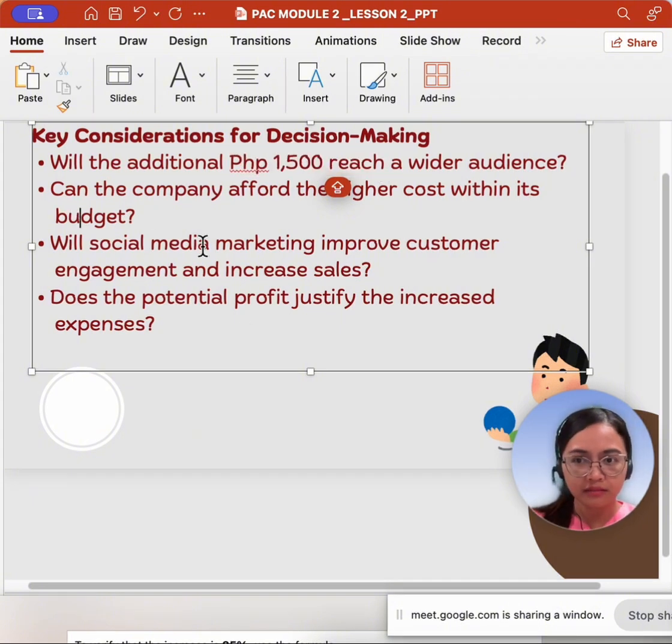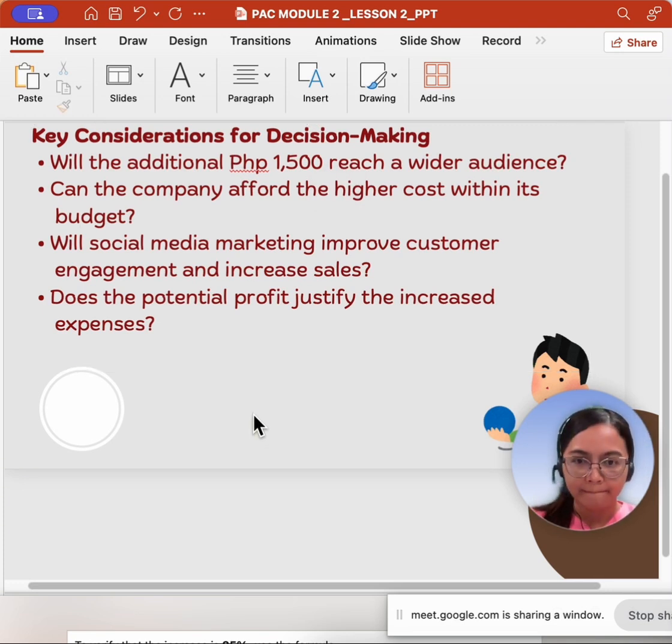Then, can the company afford the higher cost within its budget? Can their budget cover spending 2,000 pesos per month? And will social media marketing improve customer engagement and increase sales? With the addition to your ads and hiring a social media marketer, will it increase your sales? And thus, does the potential profit justify the increased expenses?